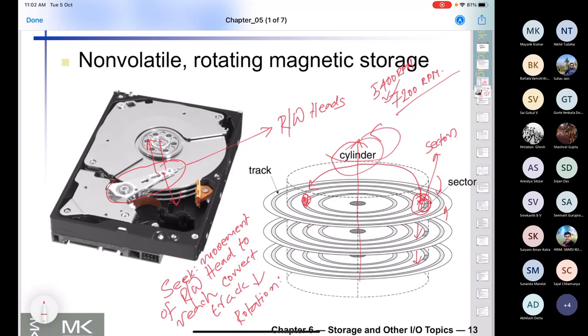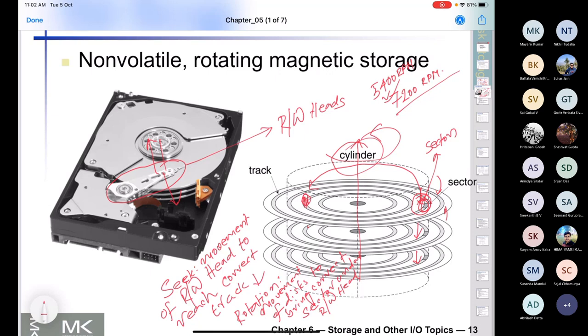This is the movement of disks to bring the correct sector under the read-write head. And not only the starting point, the next sector it has to read, the disk rotates again. The next sector has to be read, the disk rotates again. In this way, the entire track has been read.